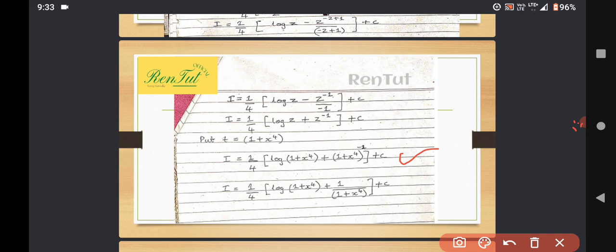And now the last step, you just need to rearrange, because we can't write the final answer with an inverse. So raised to minus 1 will be 1 divided by the value, whatever value is there, so it becomes plus. This is the final answer. So we will be getting I is equal to 1 divided by 4, bracket log of 1 plus x raised to 4, plus 1 divided by 1 plus x raised to 4, bracket close, and the square bracket is closed, plus c. So this is the final answer.